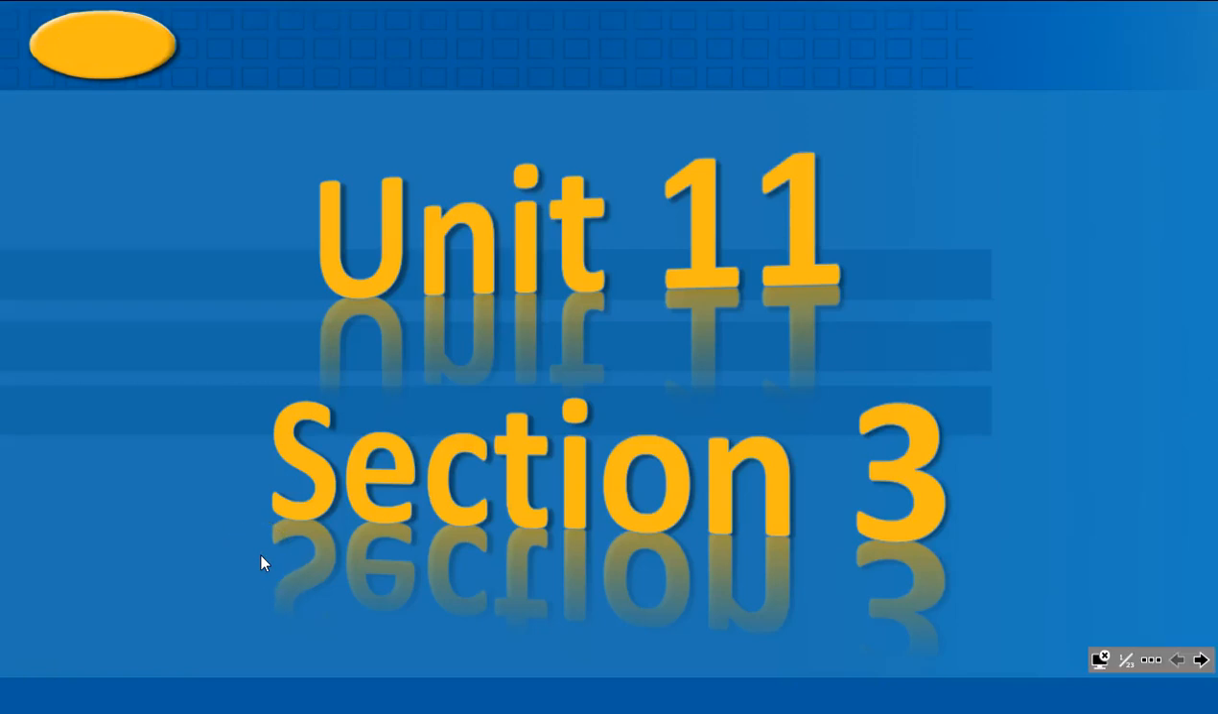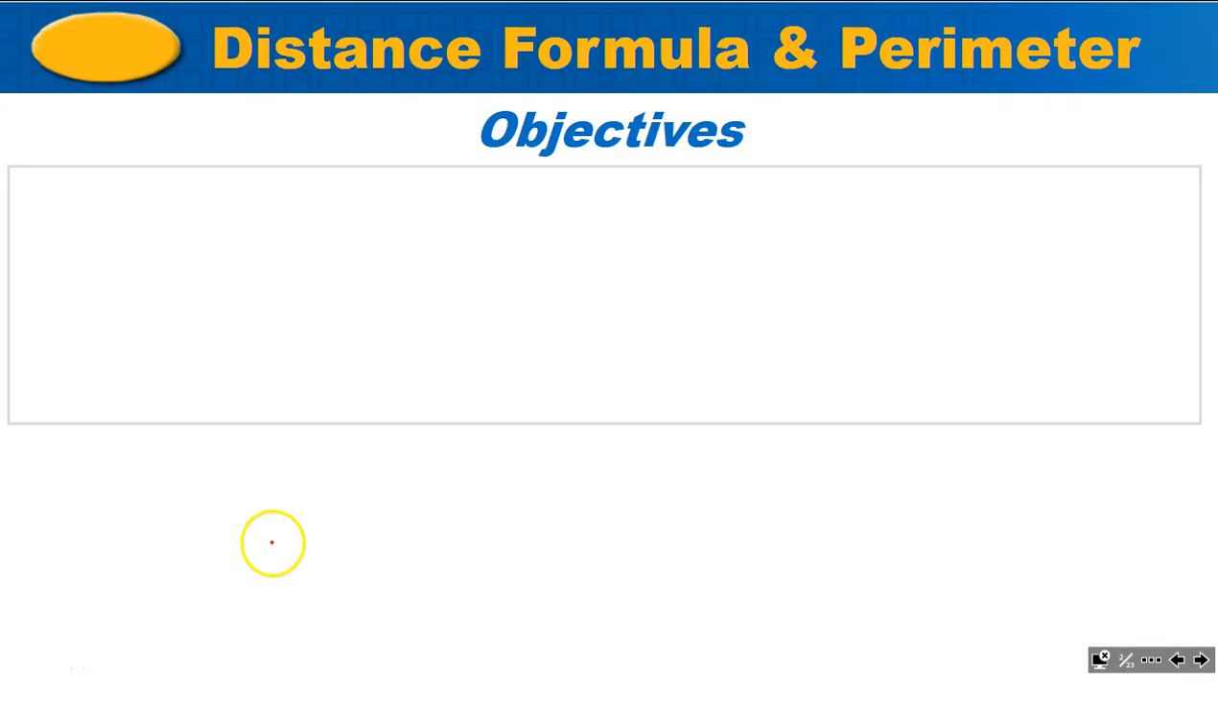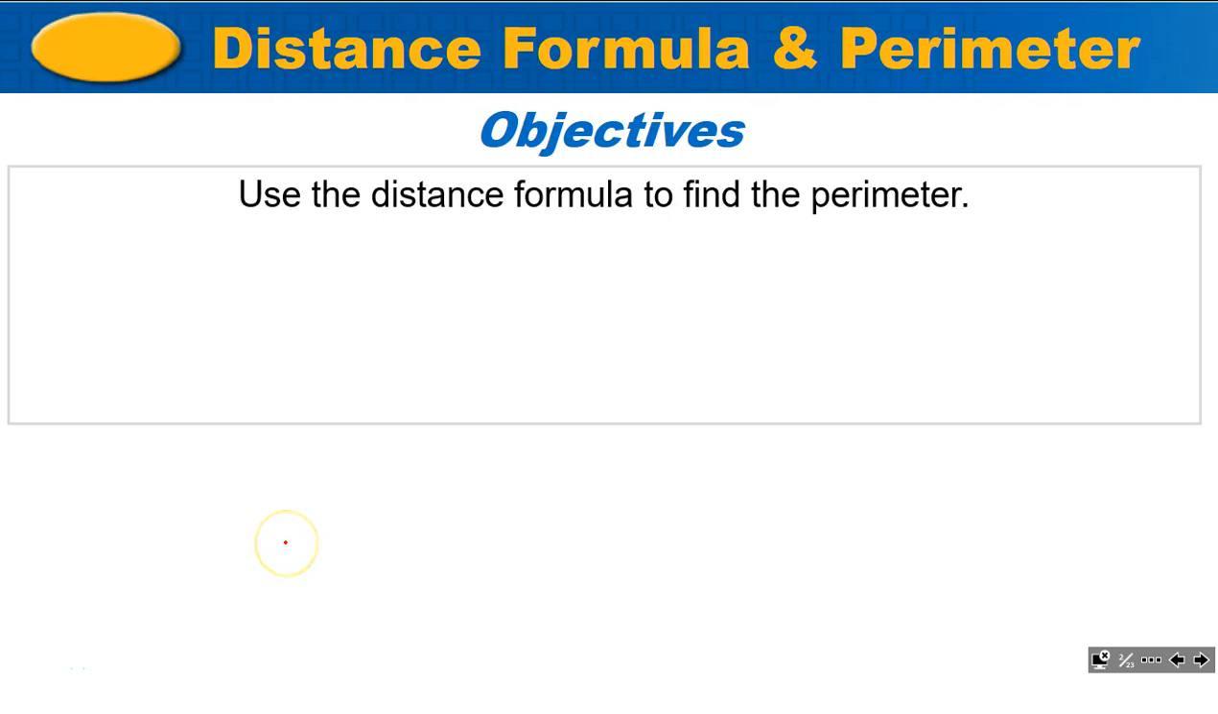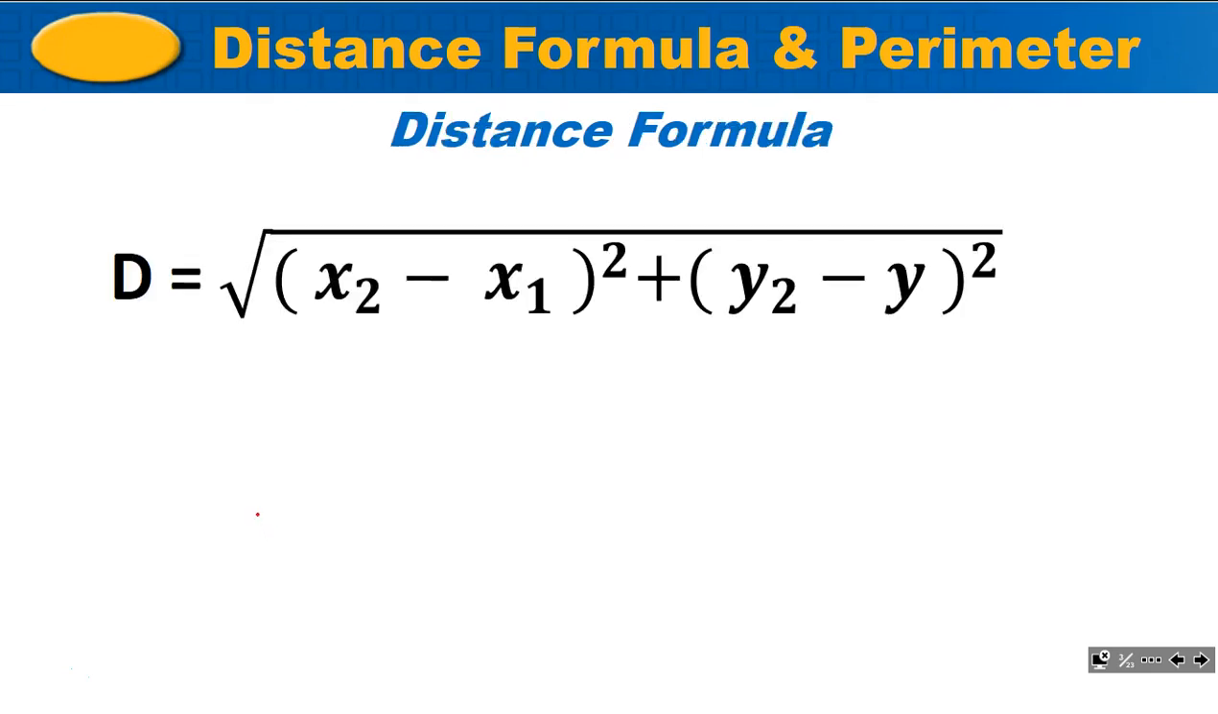This is the video of the Unit 11, Section 3 notes. Our objective today is that we're going to use a distance formula to find the perimeter. We're also going to use it to determine what kind of shapes things are, whether they're rectangle, rhombus, square, that kind of stuff. So we're going to use a distance formula. Hopefully all of y'all remember this.